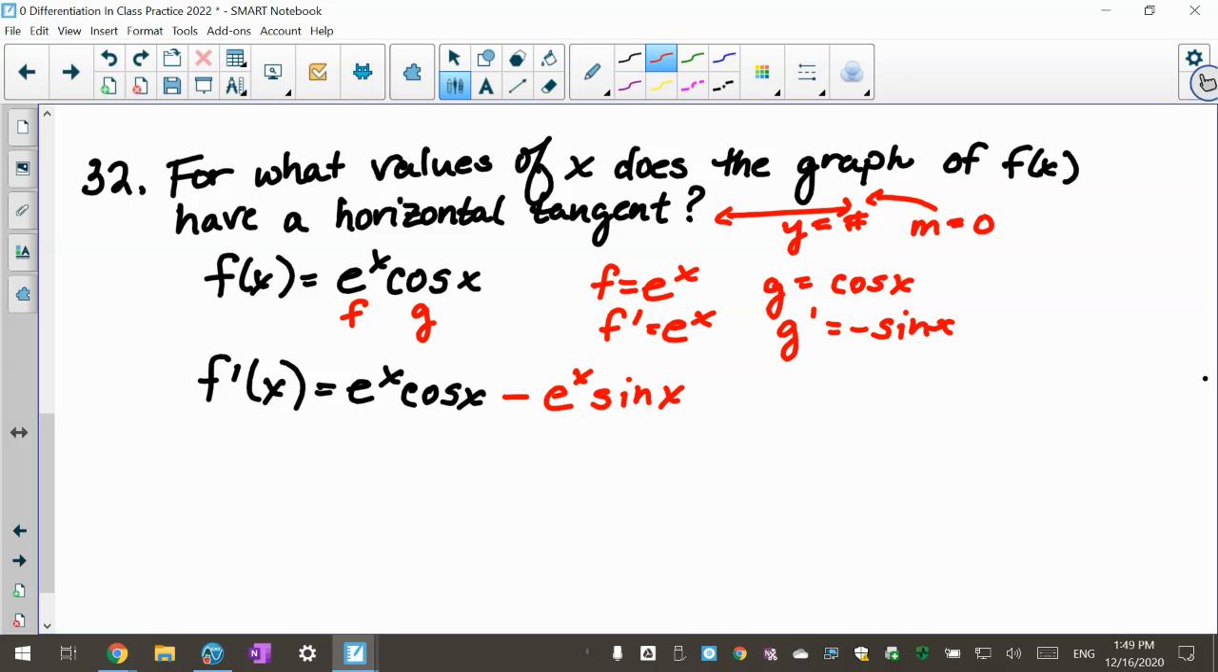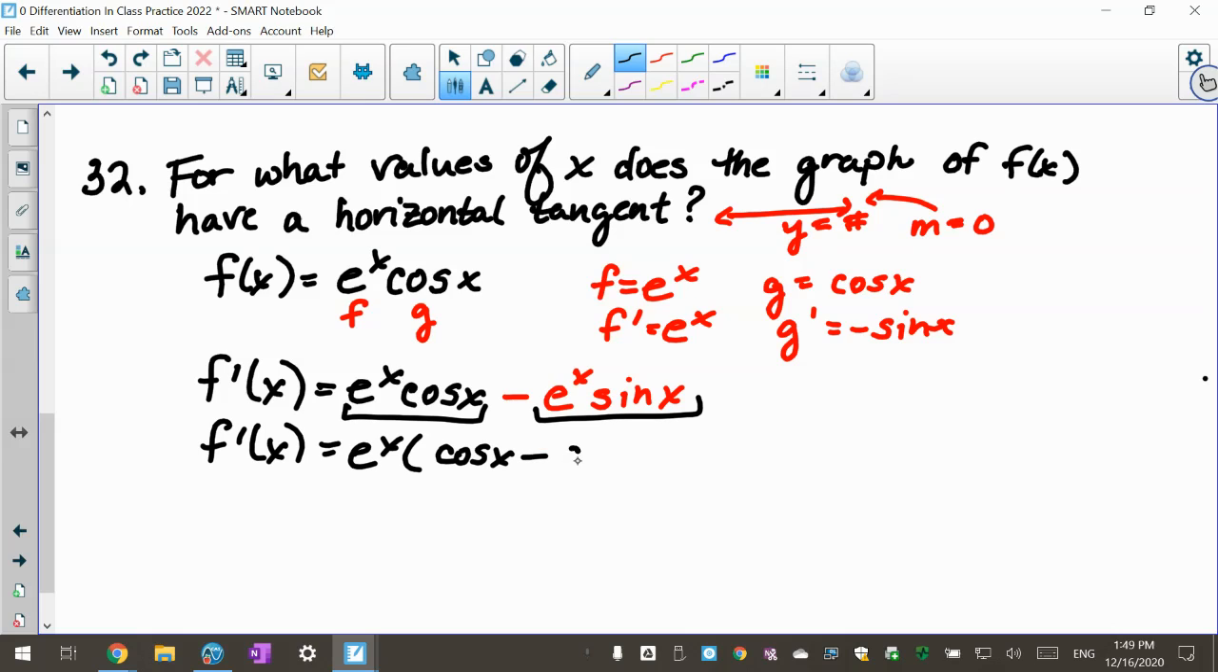And what I'm going to do is do this in factored form before I put it equal to 0. So I got f prime of x. And here's a term here, and here's a term here. So I'm going to factor out the e to the x. When I do, I have cosine of x minus sine of x. Now I'm going to put this equal to 0 so I can figure out what the x's are that I can make a horizontal tangent line.